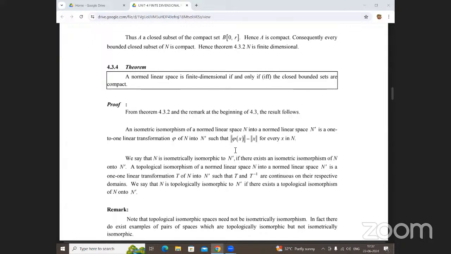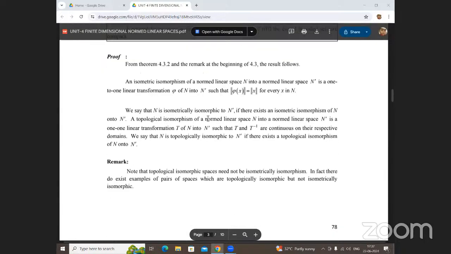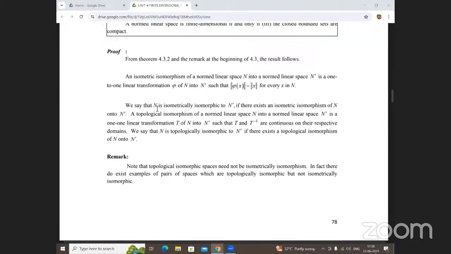Now for that isomorphic mapping, the norm of pi of x equals the norm of x. That is the condition of isometric isomorphism, for every x belonging to N. Now that normed linear space is isometrically isomorphic to N dash if there exists an isometric isomorphism of N onto N dash.